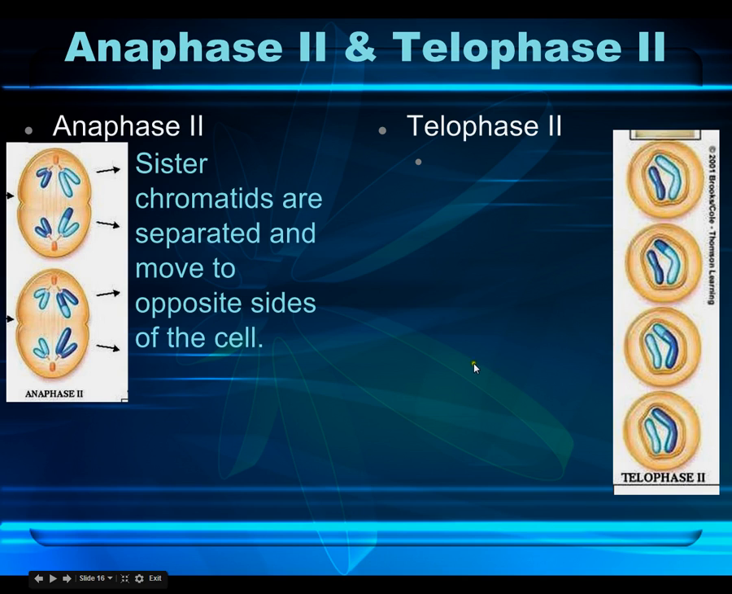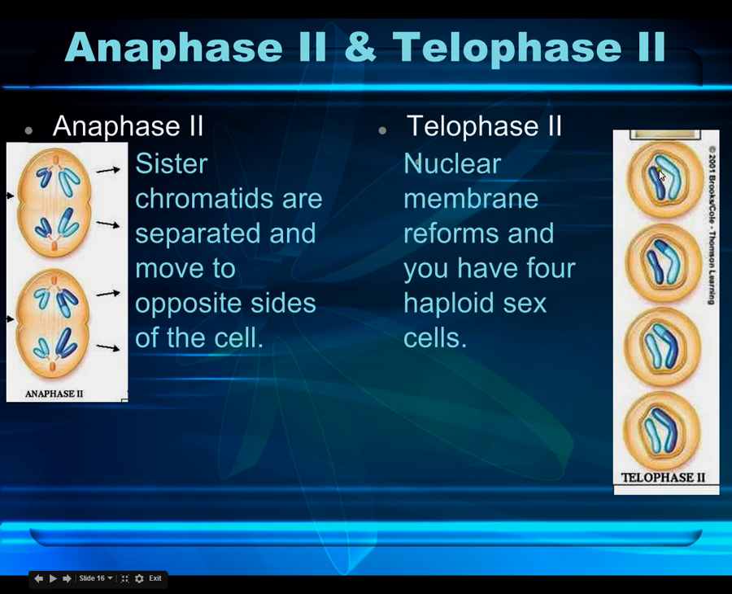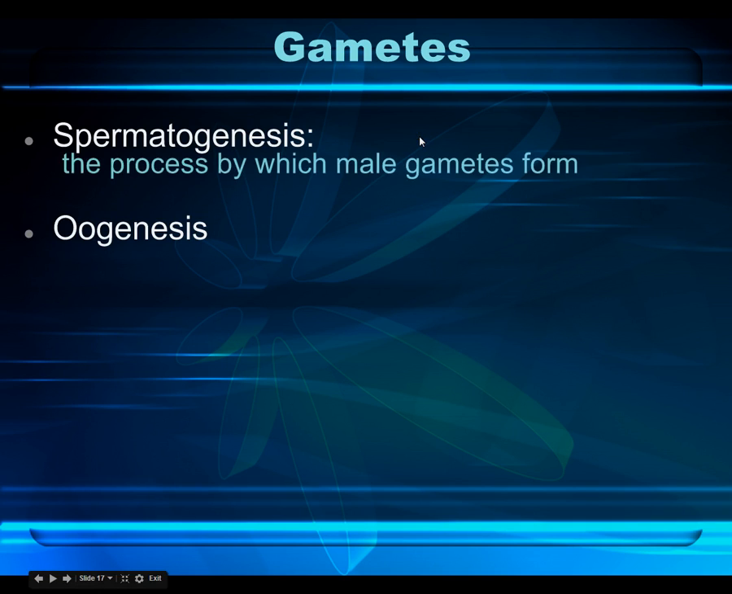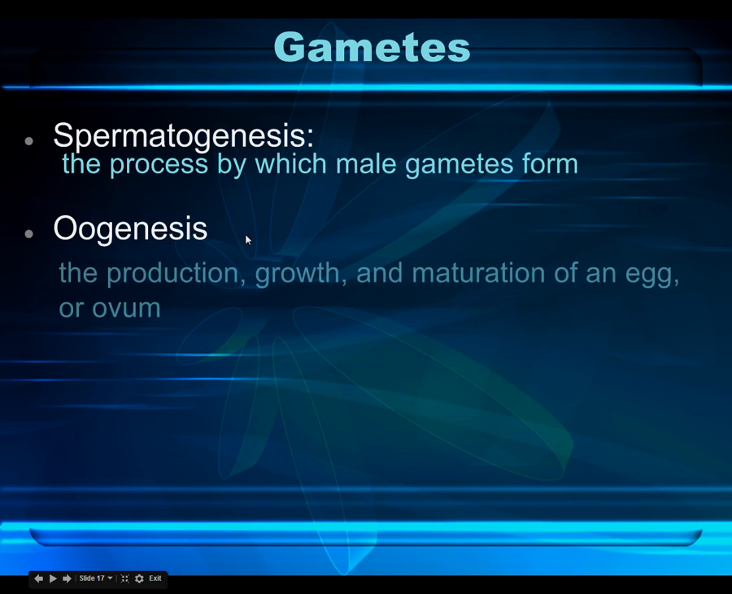In telophase, you have 4 separate sex cells, and they are haploid. They have half of the original chromosomes. So what about this whole formation of gametes? Because we said the purpose of meiosis was to create gametes, or sex cells. In males, the process by which gametes are formed is known as spermatogenesis. In females, the process of growing and maturing an egg or an ovum is called oogenesis, or oogenesis, whichever you prefer.